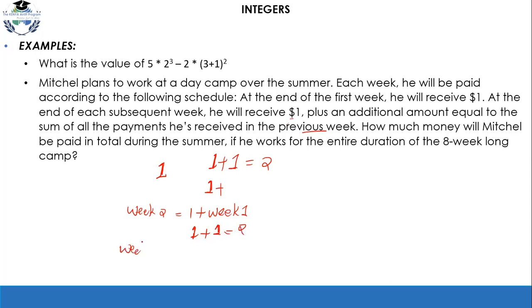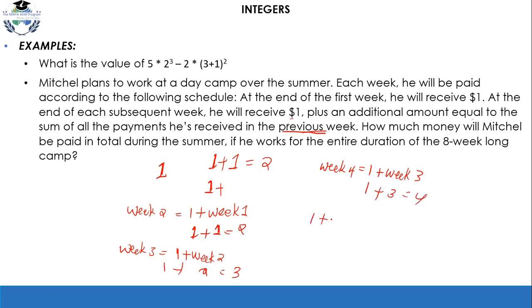So week 3 here, he was paid $1 plus what he was paid in week 2. Week 2, he was paid $2 here. So it's going to be $3 here. So week 4, he was paid again $1 plus what he was paid in week 3. So he will receive, what this means, plus an additional amount equal to the sum of all the payments he received in the previous week. So again, $1 plus $3, so 4.